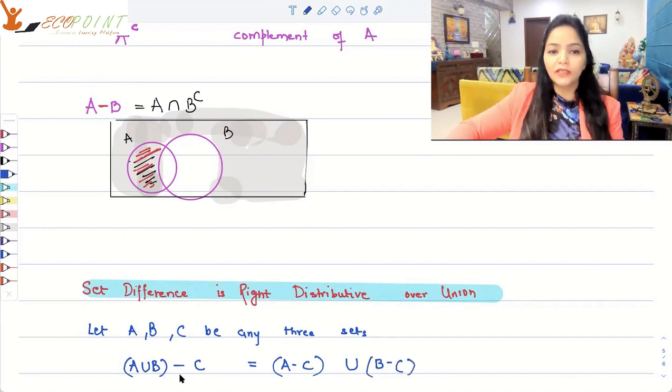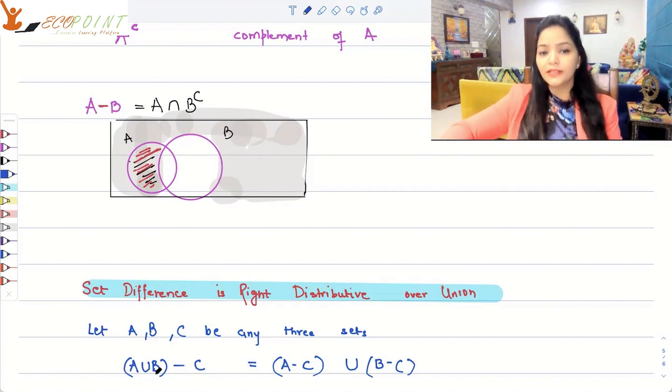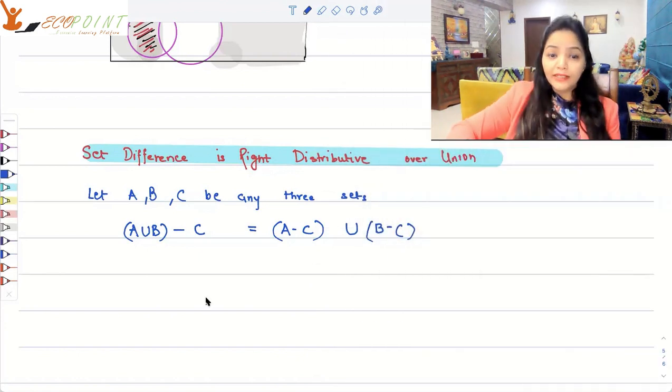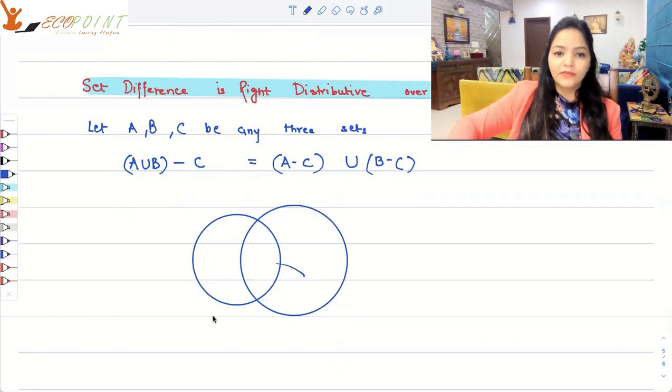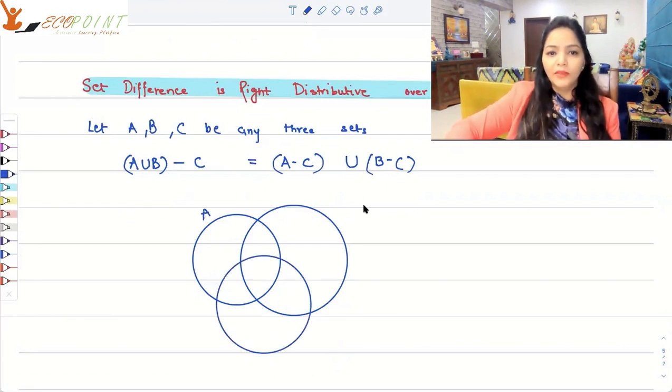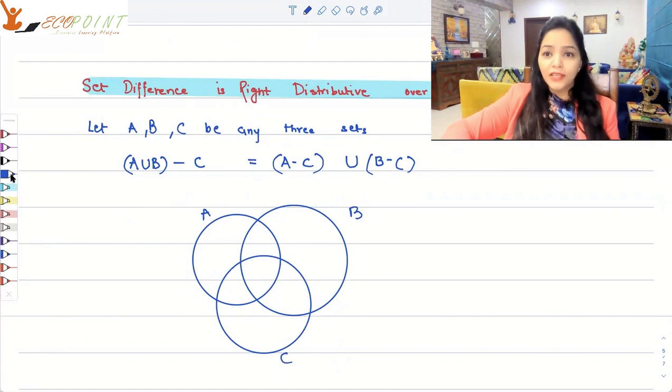So what have we just done here? We have subtracted on the right, and we are able to distribute this union operation here. So which basically means that it's right distributive over union. Let's now look at it via a Venn diagram to understand it thoroughly. So suppose this is A, this is B, and say this is C. You have C out here. You have A, B, and C here. Let's try to check what we have for the right-hand side and left-hand side.